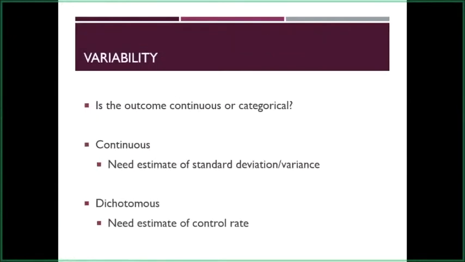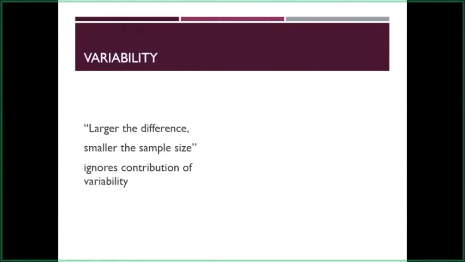Okay. Now, we also have to think about the variability in our outcome. And what we mean by that is whether the outcome is continuous or categorical. If it's continuous, what we mean is just an estimate of the standard deviation and the variance. If it's dichotomous, then what we mean by variability is really an estimate of the control proportion. What proportion of subjects on the control arm do we expect to have a good outcome? And why does that matter?